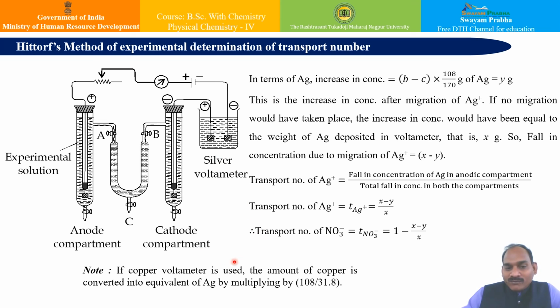If a copper voltameter is used, the amount of copper is converted into the equivalent amount of silver by multiplying by 108 upon 31.8. That is the only difference if a copper coulometer would have been used. So this is how we can calculate the transport numbers based on the principle of Hittorf's method.